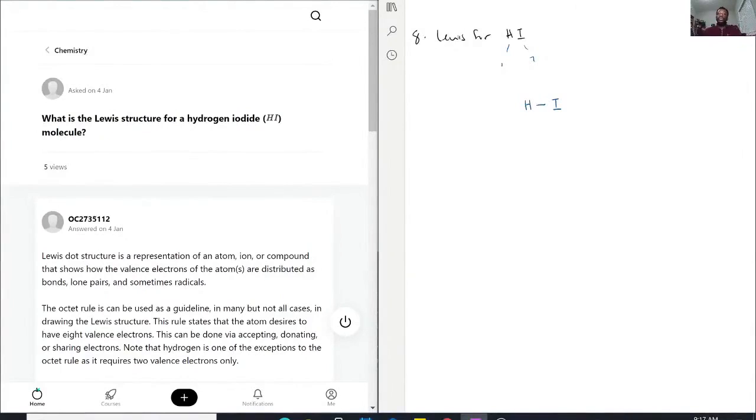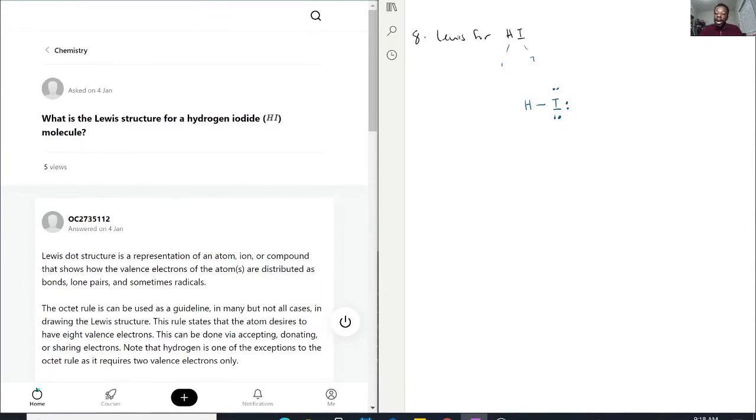Hydrogen right now is sharing its 1 electron, so we don't need to add anything. Iodine on the other hand is sharing right now one of its 7. So it has now 2, 3, 4, 5, 6, 7. This right here would be its supposed complete octet rule. Let's double check. The bond counts as 2 electrons, and then we have 3 lone pairs, which is 6 electrons. So in total, that is 8.